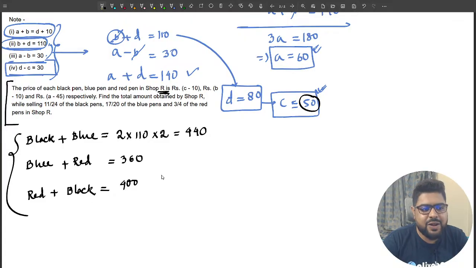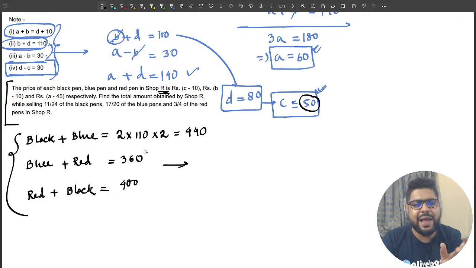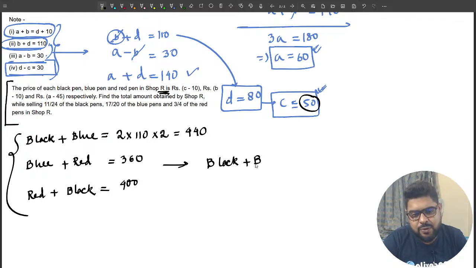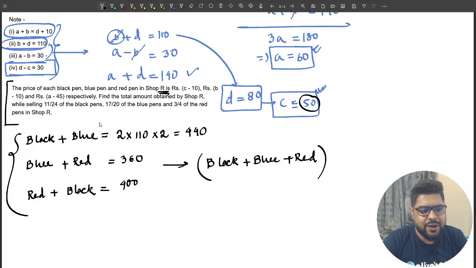Okay. Now again, this is the sum. So how to do this? How to get the number of black pens, blue pens, red pens? You need the master equation, as I have just told you. Black plus blue plus red. Sir, what will that be? Add all three equations, you will get twice of that. 2 times black pens, 2 times red, 2 times blue. So that will be, sir, 440.